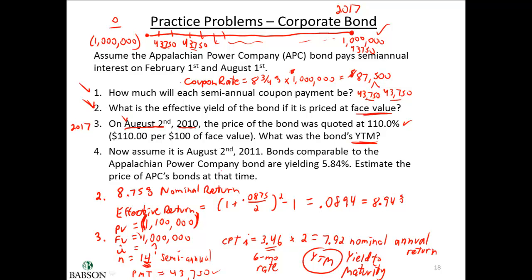So the punchline, folks, is that this now looks kind of messy. You've got a bond that's selling for $1.1 million. It's going to pay you $43,750 every 6 months for 7 years. Then the bond will pay you $1 million. What's your annual rate of return that you can anticipate from that investment? And the answer is 7.92%.